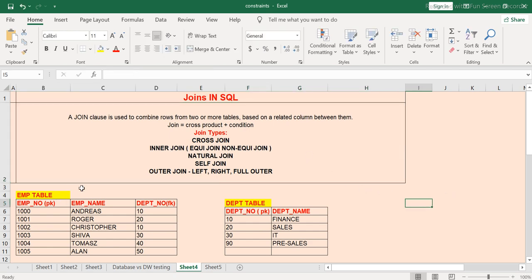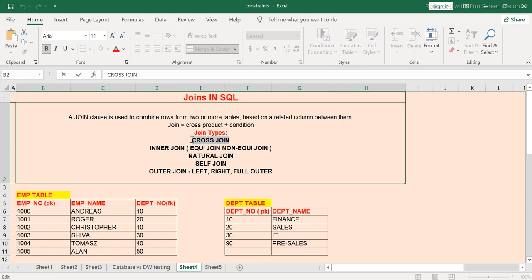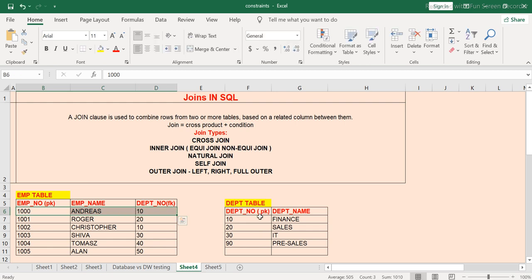All right, guys. So let's try to understand that. First, let me briefly cover what these joins are. Maybe quickly I will run through. So cross join is basically nothing but the cross product. Cross product basically means one row from here will be multiplied with all these four, one from here will multiply with all these four rows. So it's like this, okay, guys.